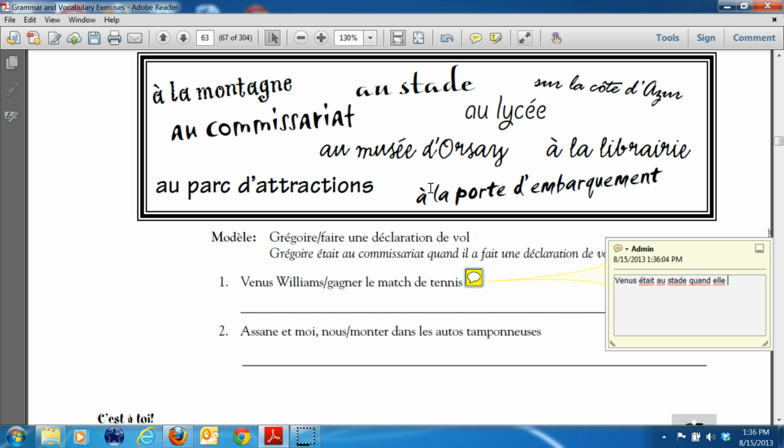quand elle a gagné le match de tennis. So the first part describes the setting. Okay, she was at the stadium, and when she won the match of tennis, well, it had a beginning and an end, so it's finished. So that makes it passé composé. Okay, follow the same pattern for the rest of the exercises.